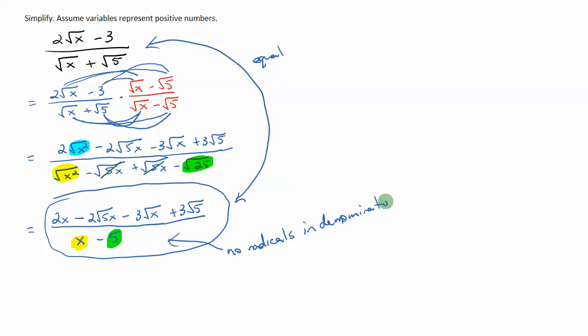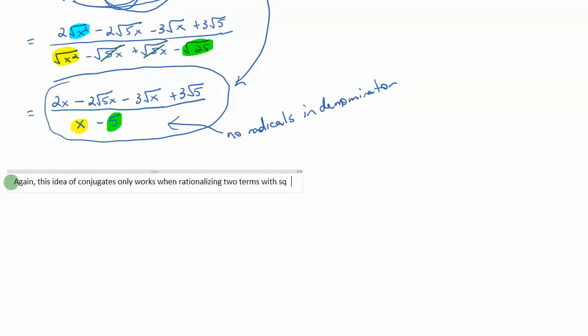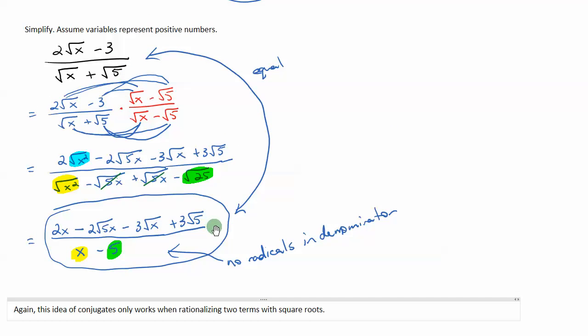Now this idea of conjugates only works with square roots. So again, this idea of conjugates only works when rationalizing 2 terms with square roots. No cube roots or fourth roots. It's a much more complex process in those cases, but I just want to point that out. So that's how you rationalize denominators with 2 terms.